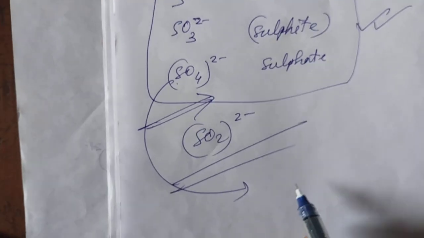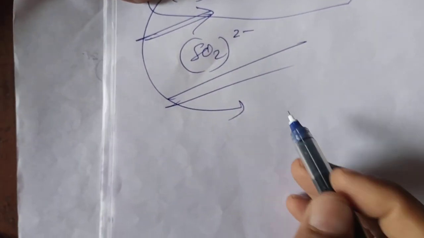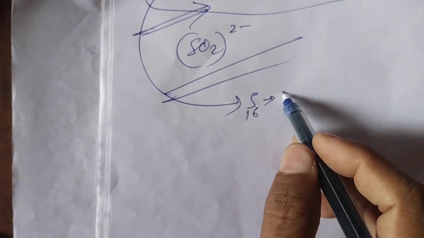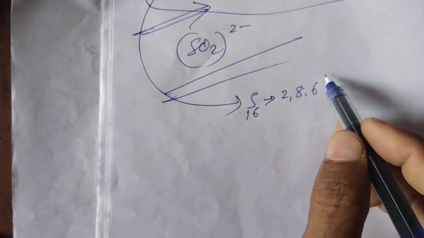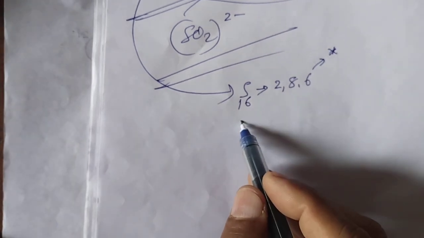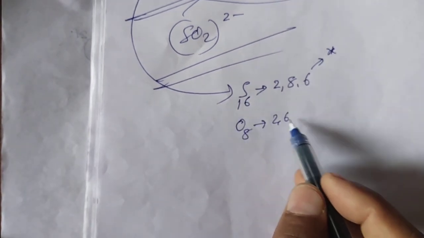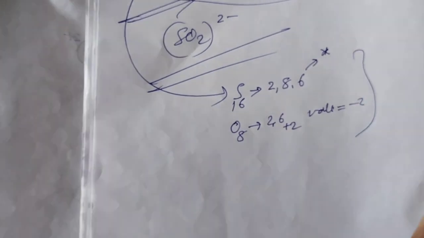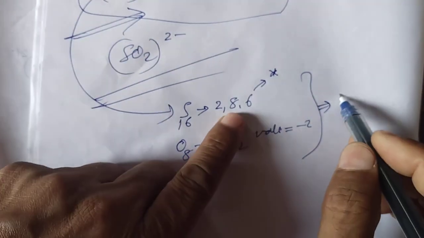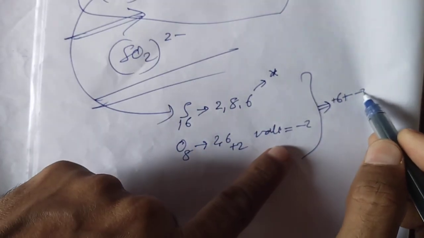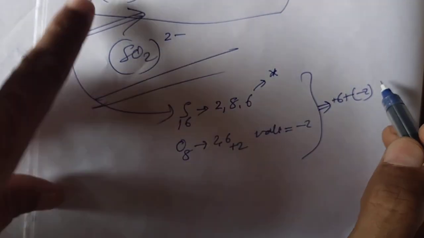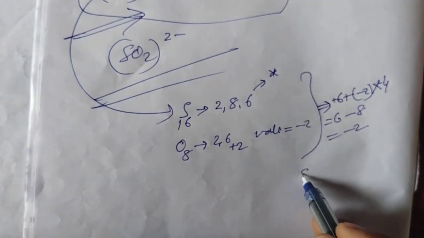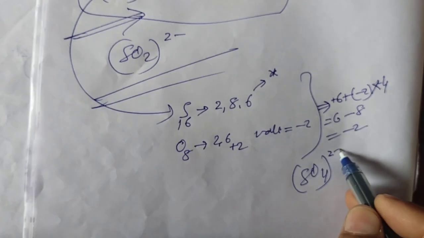For SO4, if you calculate by the process we have just done, you will get the answer. I'll show you. Sulfur is 16, so it will have 2, 8 and 6, so the valence electron is 6. We have to take 6. Oxygen, as discussed, is 8, 2 and 6, borrowing 2, so oxygen valency is -2. So the calculation will be like this: plus 6, and oxygen valency -2. How many times is oxygen here? SO4, so 4 times. So 6 minus 8 is -2. So you see the SO4 valency is 2 negative.